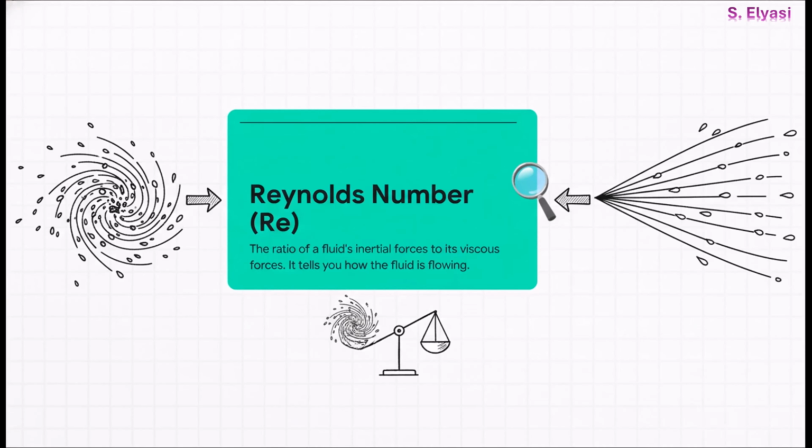The best way to think about it is as a tug of war, a battle between two forces inside the fluid. On one side, you have inertial forces. They want to keep the fluid moving and stir up chaos. On the other side, you have viscous forces, which are like fluid friction, trying to keep everything smooth and orderly. The Reynolds number tells us who's winning that fight.